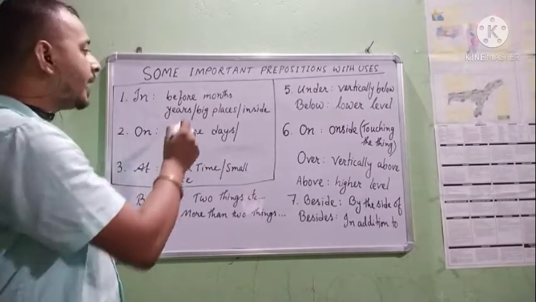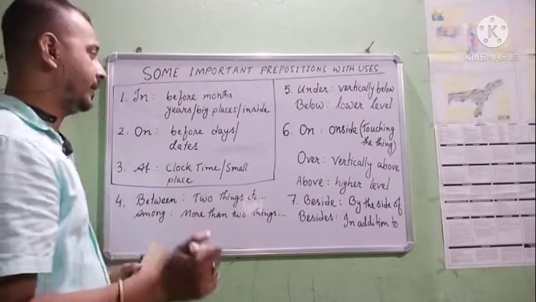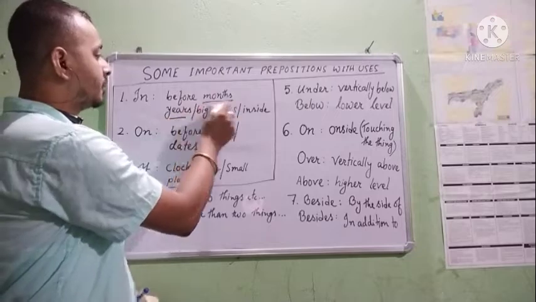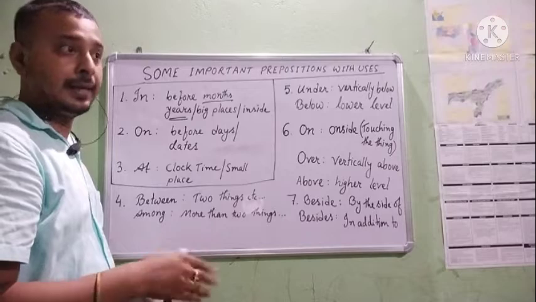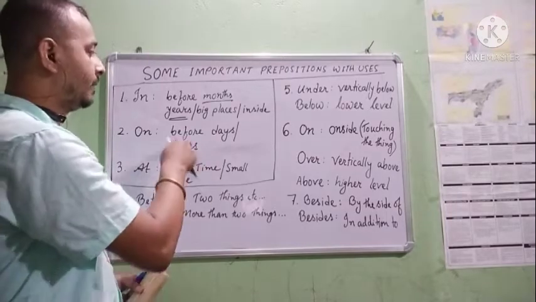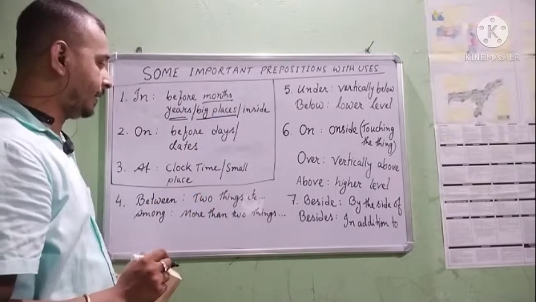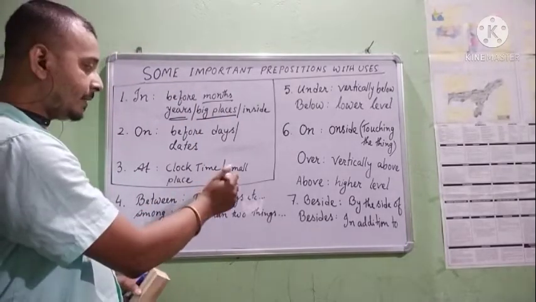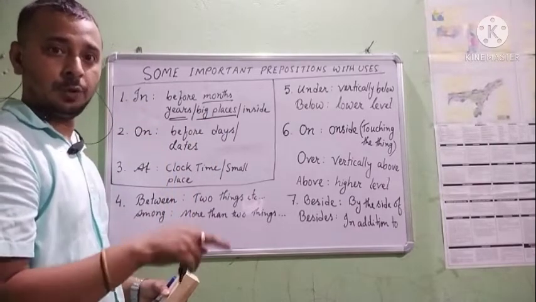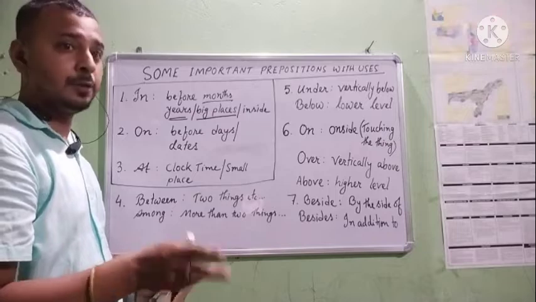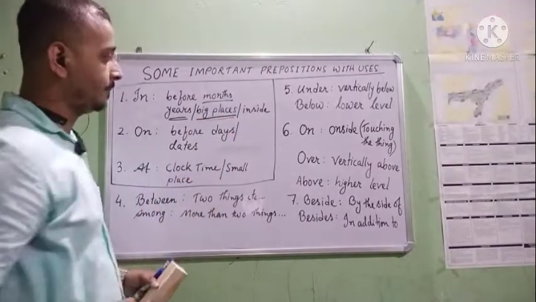So in comes generally before months, like in January, in February, in March, in April, like that. In comes with years: in 2020, in 2021, in 1930, in 1947. So in comes before years. Then in comes before big places and small places. I tell you, with small places at comes and big places in comes. Like in Delhi, but at Jorhat, we can say. In Delhi, in Guwahati, in Mumbai, in London, these are with big places in comes.